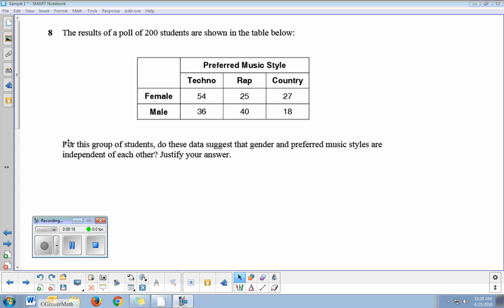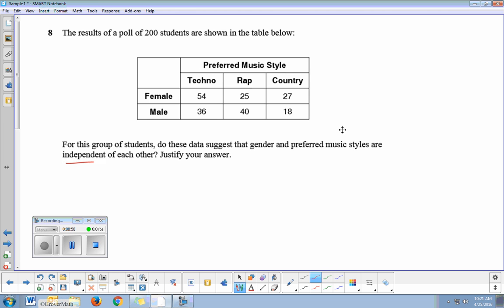And what we want to know is for this group of students, do these data suggest that gender and preferred music styles are independent? Now, independent basically means they have nothing to do with each other. That the knowledge of one doesn't affect the probability of the other. If we take one of the 200 students at random, and given that it's a male, does that affect the probability that that student might like techno, rap, or country? Or given that a student likes techno, does that affect the probability that the student is male or female?